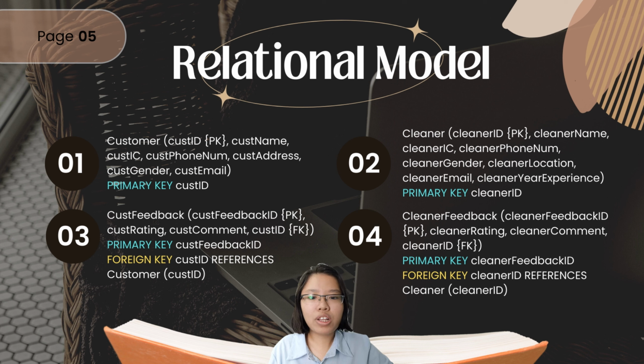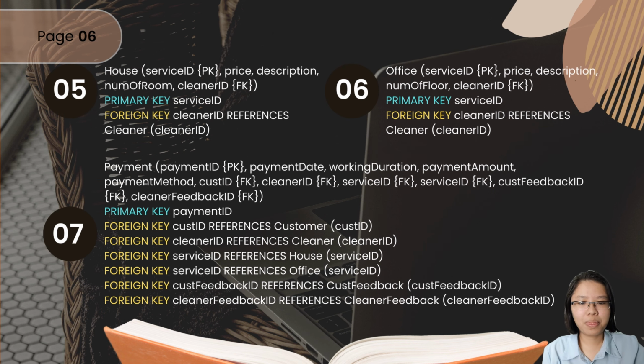Since there is a one-to-many relationship between customer and customer feedback, therefore customer feedback will take the customer ID from the customer as its foreign key. The fourth one is cleaner feedback. Cleaner feedback has cleaner feedback ID, cleaner rating, and cleaner comment. Its primary key is cleaner feedback ID. Since there is a one-to-many relationship between the cleaner and cleaner feedback, therefore cleaner feedback will take the cleaner ID from the cleaner as its foreign key.